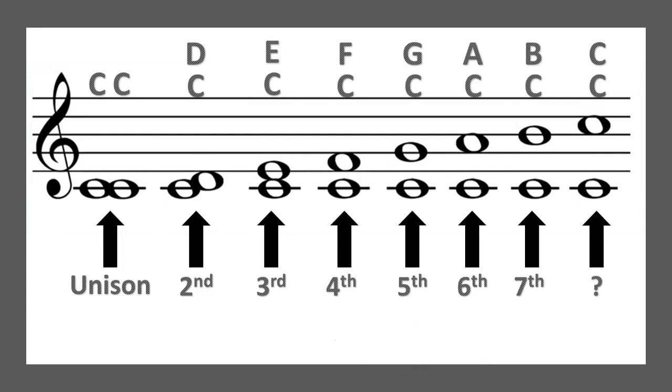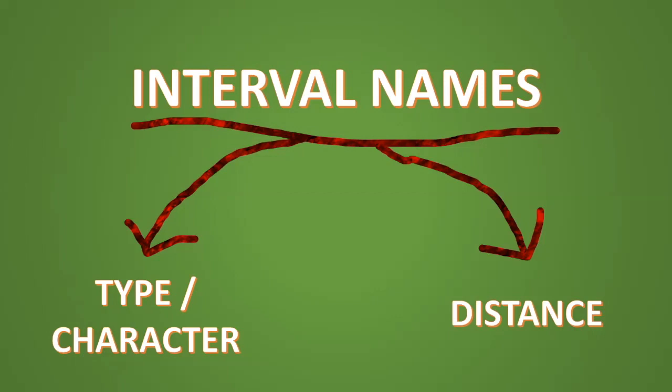Remember how there's a special name for C and itself? Well, there's also a special name for the relationship between a low C and a high C. Anytime the musical alphabet repeats and you get an interval where the high note and the low note have the same name, we call it an octave. Well, that covers an interval's last name, which tells me the distance.